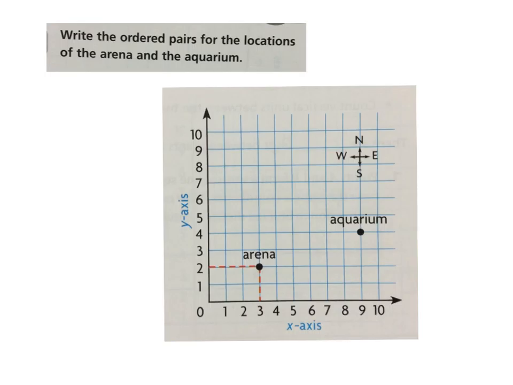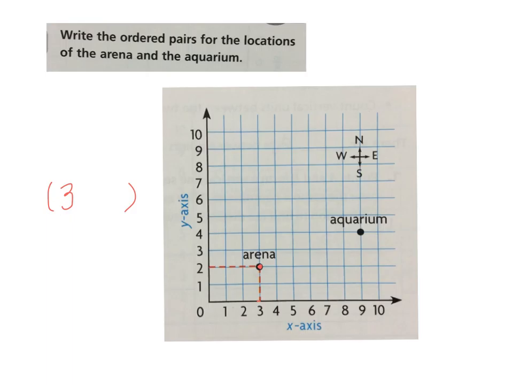In an ordered pair, we know we always start with parentheses. And then which number comes first? The X number or the Y number? Everyone? X. So let's take a look at where the arena is. In order to get to the arena, how many spaces on the X-axis did I have to move? Show me with your fingers. 3, right? I had to go 1, 2, 3 all the way to here. So then my first number in my ordered pair is 3.